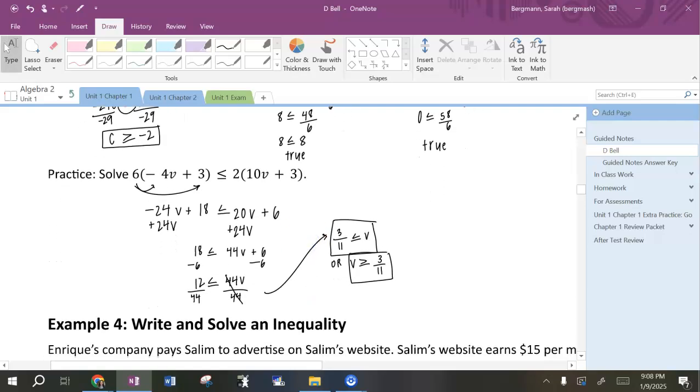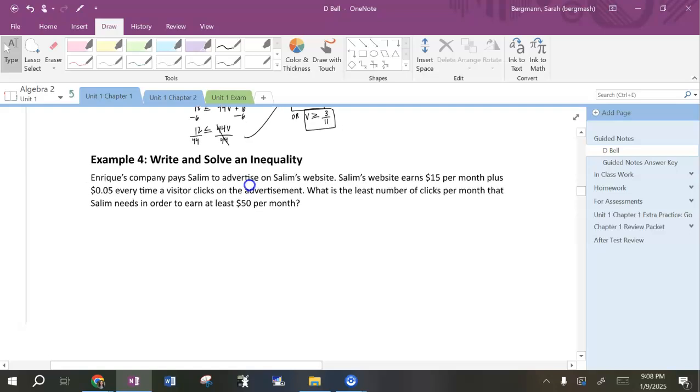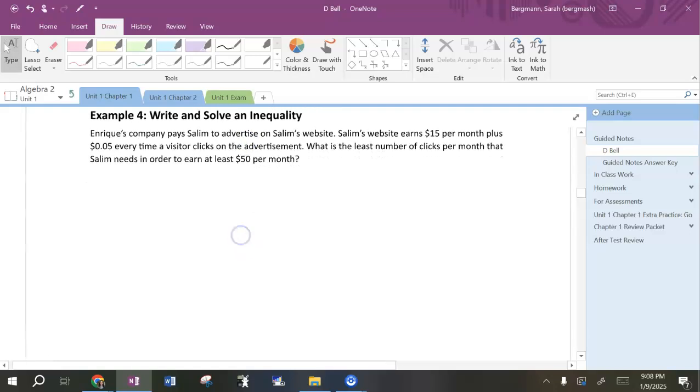All right, now you can try this next one on your own and pause the video if you want to check your answer. And then we're going to do this word problem. This time we have to write and solve the inequality.